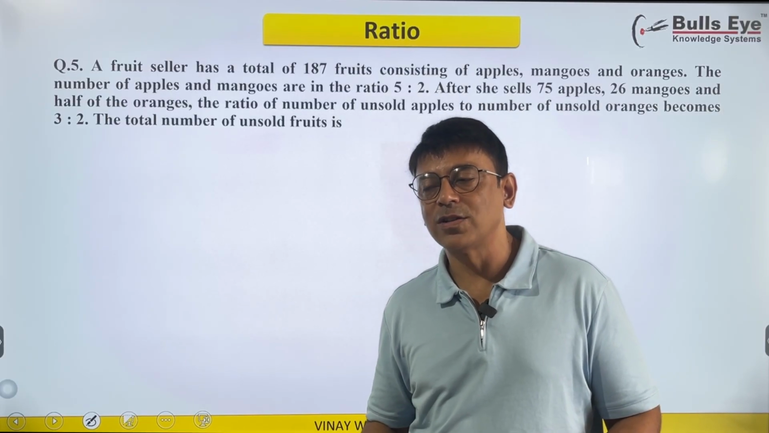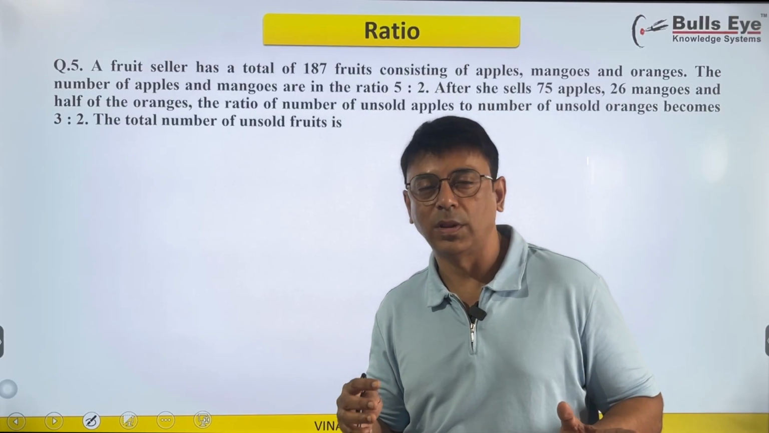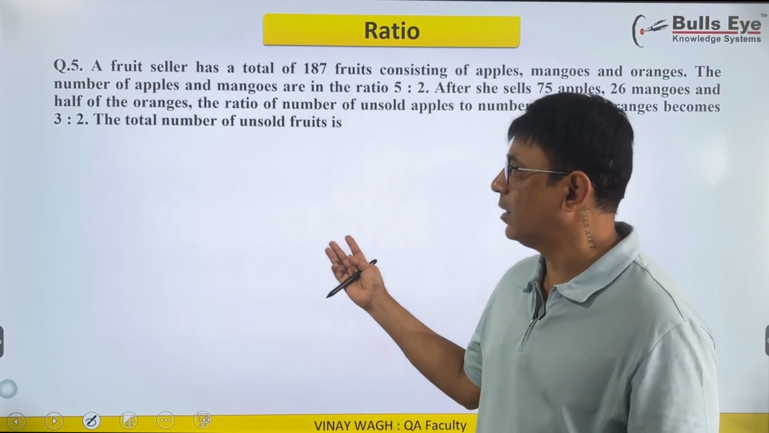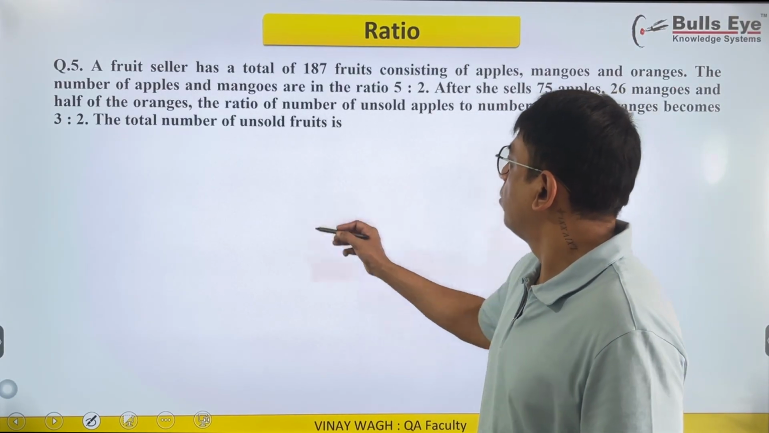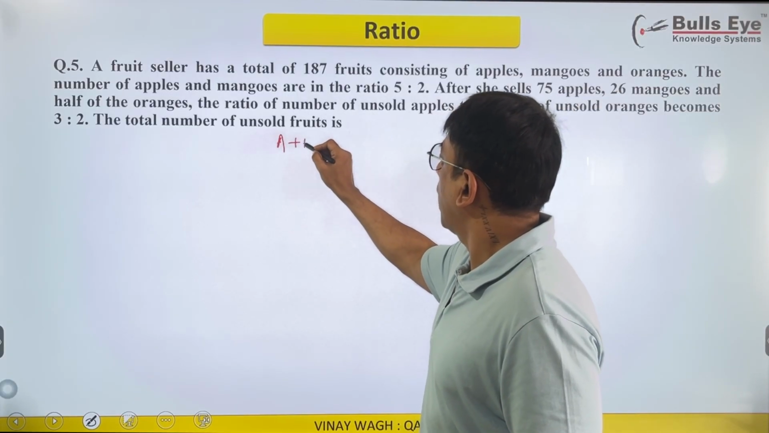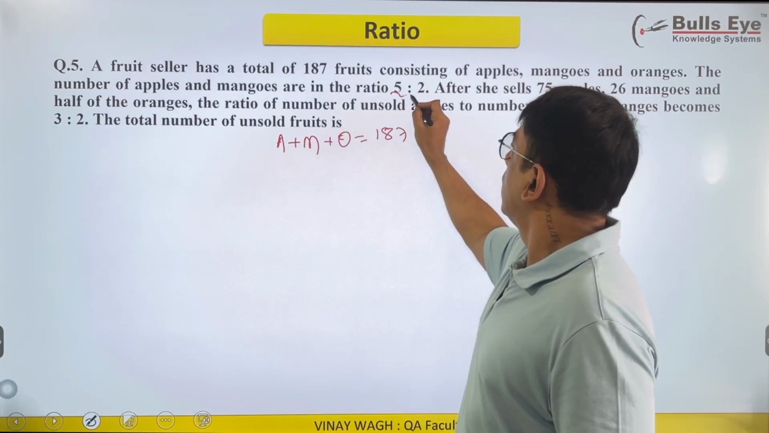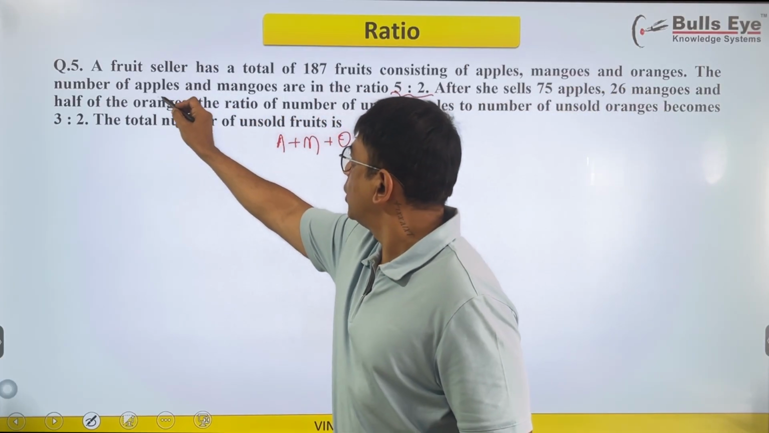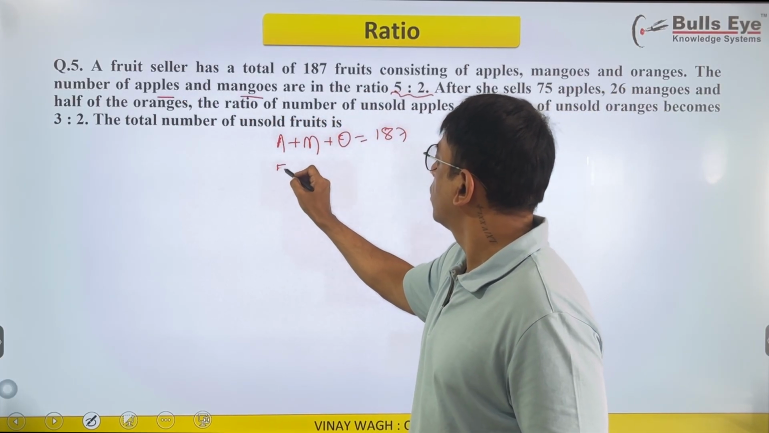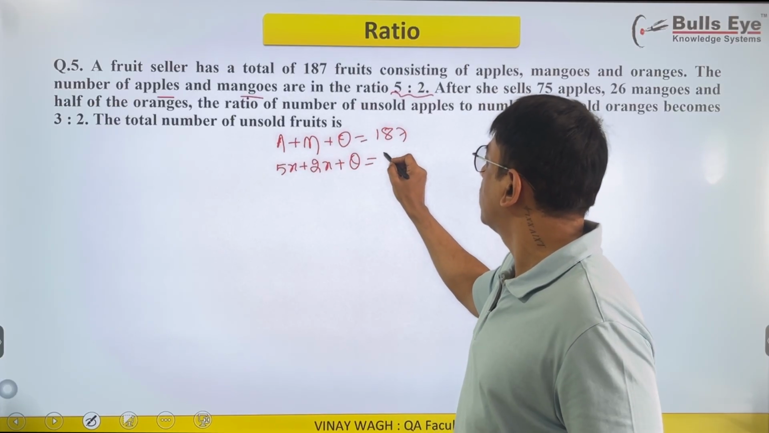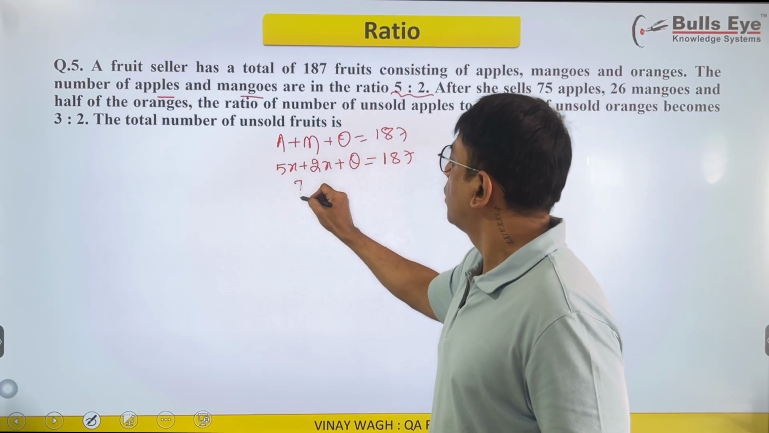Again flooded with information. We don't have to scratch our head to form one equation or think for an idea or take a clue. Just go with the momentum and things are almost sorted out. So apples, mangoes and oranges, that's 187. Apples and mangoes in the ratio of 5:2. So this is 5x plus 2x. Let's keep oranges as it is. Just trying to simplify this.